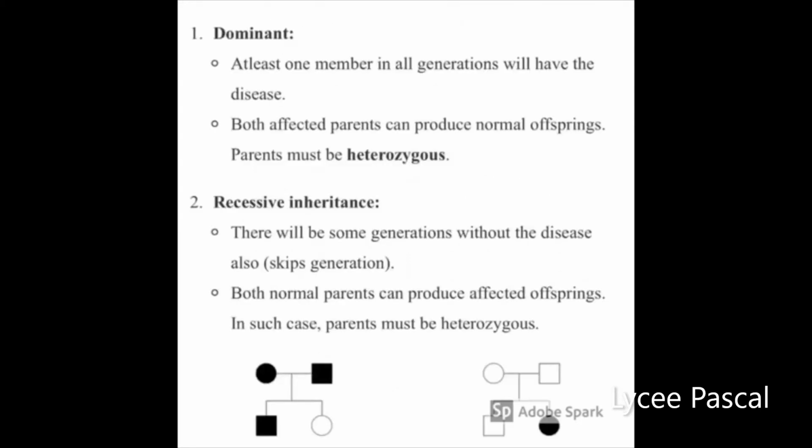Now, how can we know if this disease is dominant or recessive? First of all, if it is dominant, at least one member in all generations will have the disease, or both affected parents can produce normal offspring. Parents must be heterozygous, which means that they have two different alleles. If the disease is recessive, some generations will be without the disease, or both normal parents can produce affected offspring.